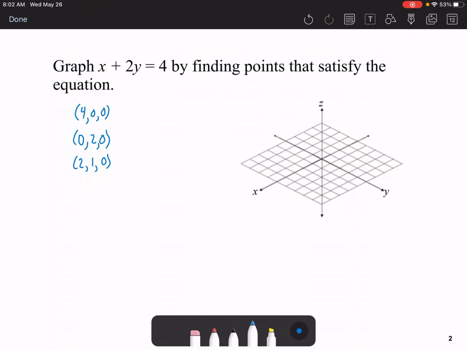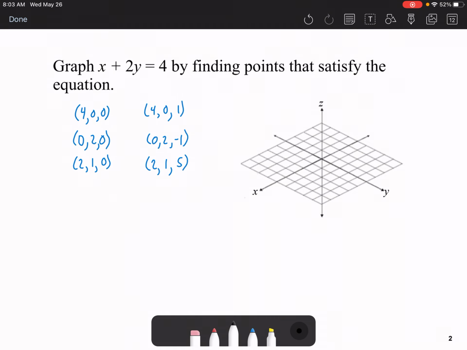As long as the x and y values satisfy this equation that you can solve right here, it doesn't matter what the value of z is. So I could also use (4, 0, 1). I could also use (0, 2, -1). I can also use (2, 1, 5).